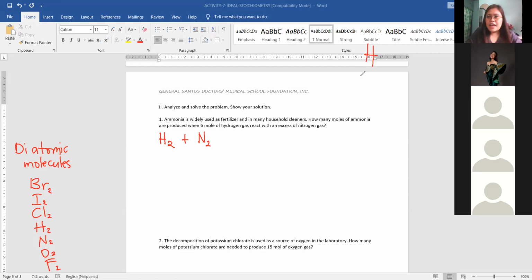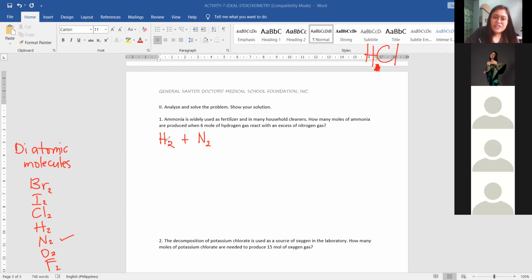The 2 disappears if they are bound with other elements, just like hydrochloric acid. You don't place 2 here anymore because it is already bound with chlorine. So the 2 only exists when it is single. Just like this hydrogen gas, it is not bound with other elements. When you write the chemical formula for hydrogen gas, it is always H2. So do not forget our diatomic molecules. And we also have nitrogen here, also included in our diatomic molecules.